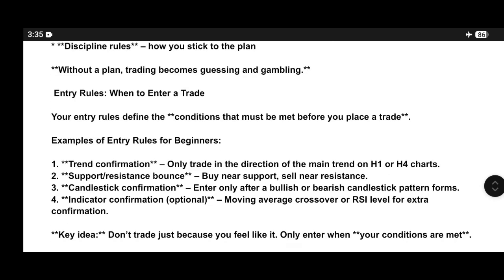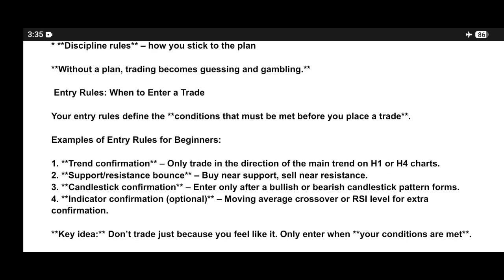Your entry rule, when to enter a trade. Your entry rule defines the condition that must be met before you place a trade. Example of entry rule for beginners: number 1 is trend confirmation. Only trade in the direction of the main trend on the 1 hour or 4 hour chart. Number 2 is support and resistance zones. Buy near support and sell near resistance.